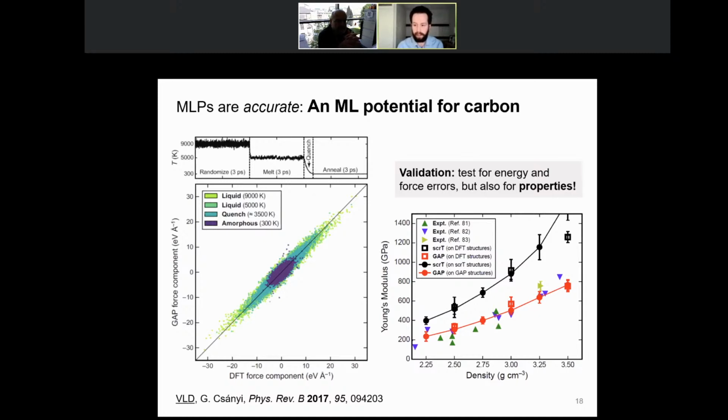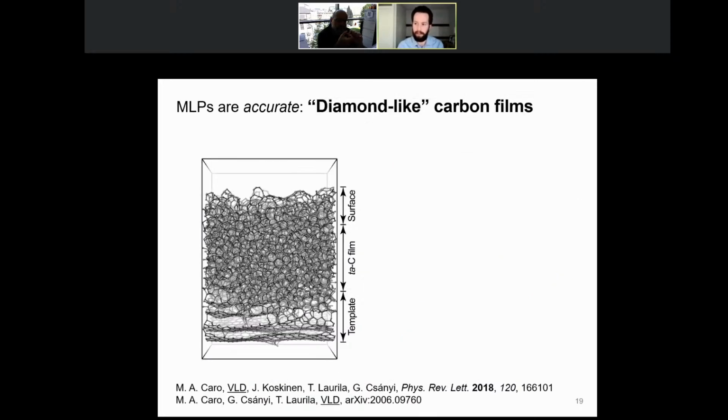The other things I've shown you are these quenched carbon structures, where we do molecular dynamics at crazy high temperature and cool the structure down very fast. But this is not how you make amorphous carbon in reality. This is what you do.